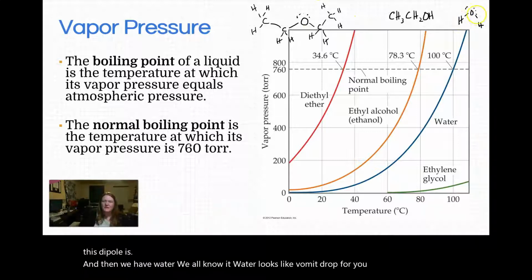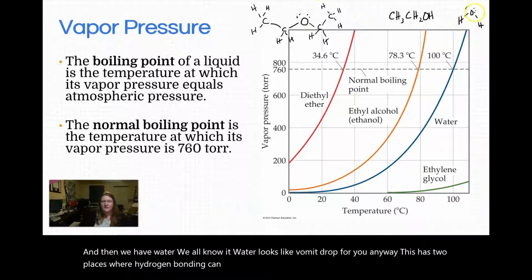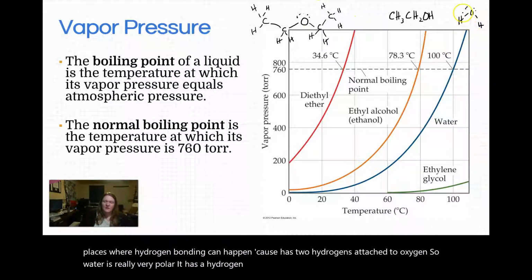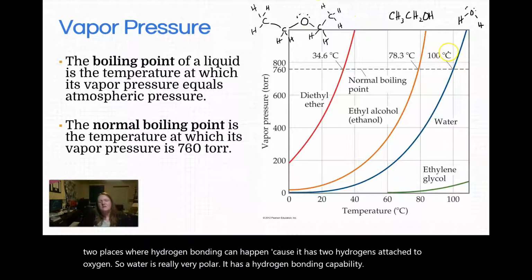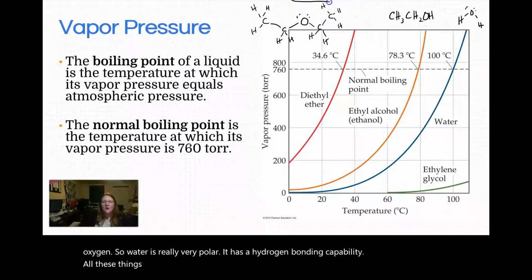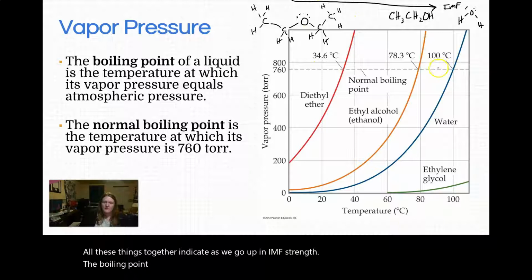This has two places where hydrogen bonding can happen because it has two hydrogens attached to oxygen. So water is really very polar. It has a hydrogen bonding capability. All these things together indicate that as we go up in IMF strength, the boiling point increases. Okay.